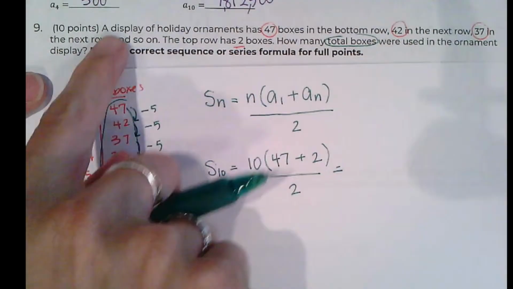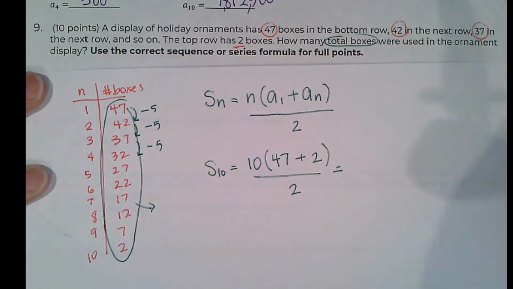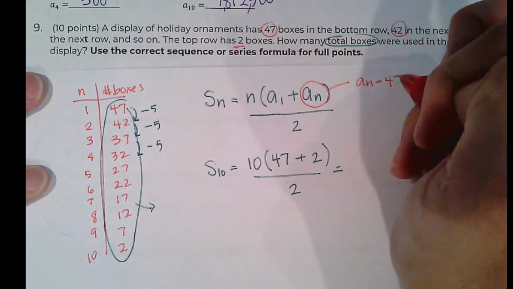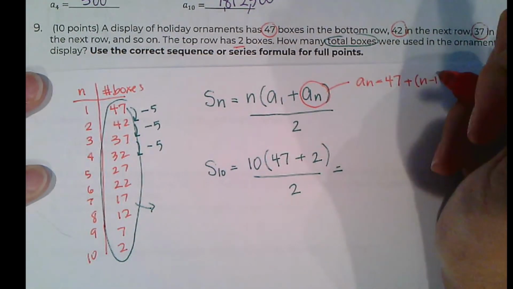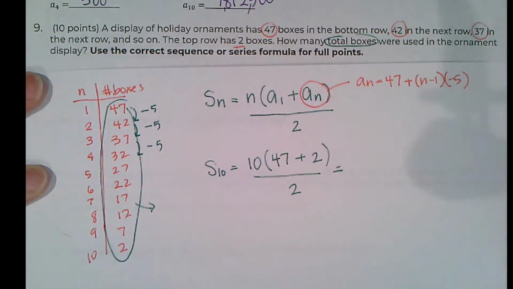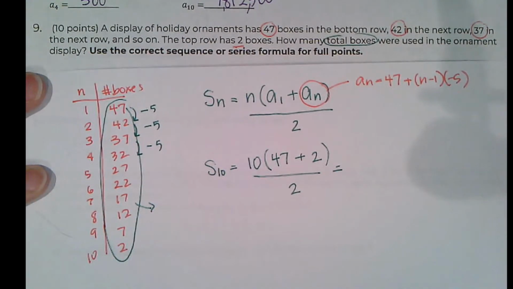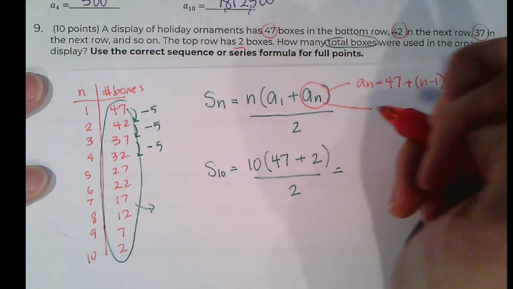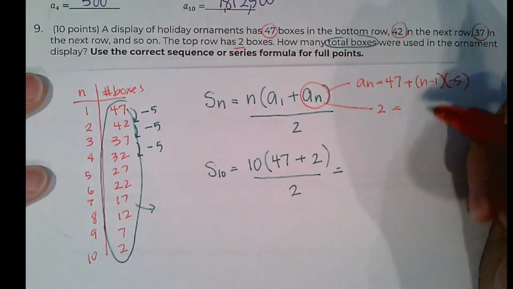If I didn't have this written out, I would have had to do what we did in the previous questions, where I have to go find AN using the formula. So I'd have to use AN is equal to 47 plus n minus 1 times negative 5. I would have had to use that formula, except I wouldn't have known what my n was, because I had to do all of this to figure out what my n is. Oh, actually, no, I know this. I knew the last row had 2. I would have had to do this to figure out my n.